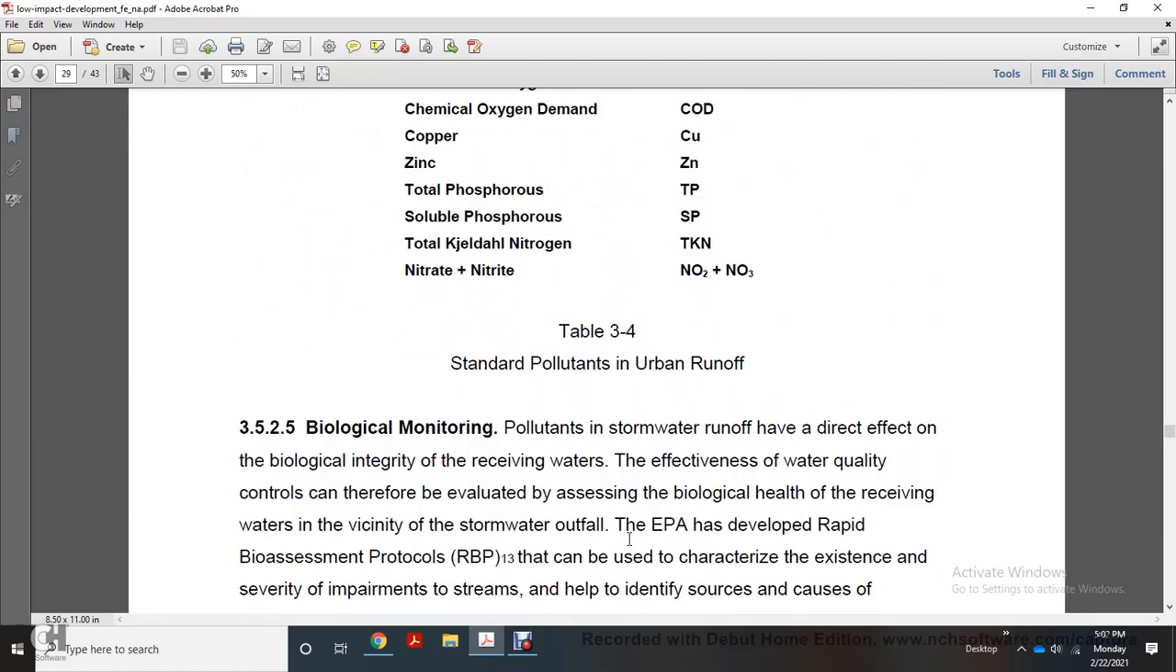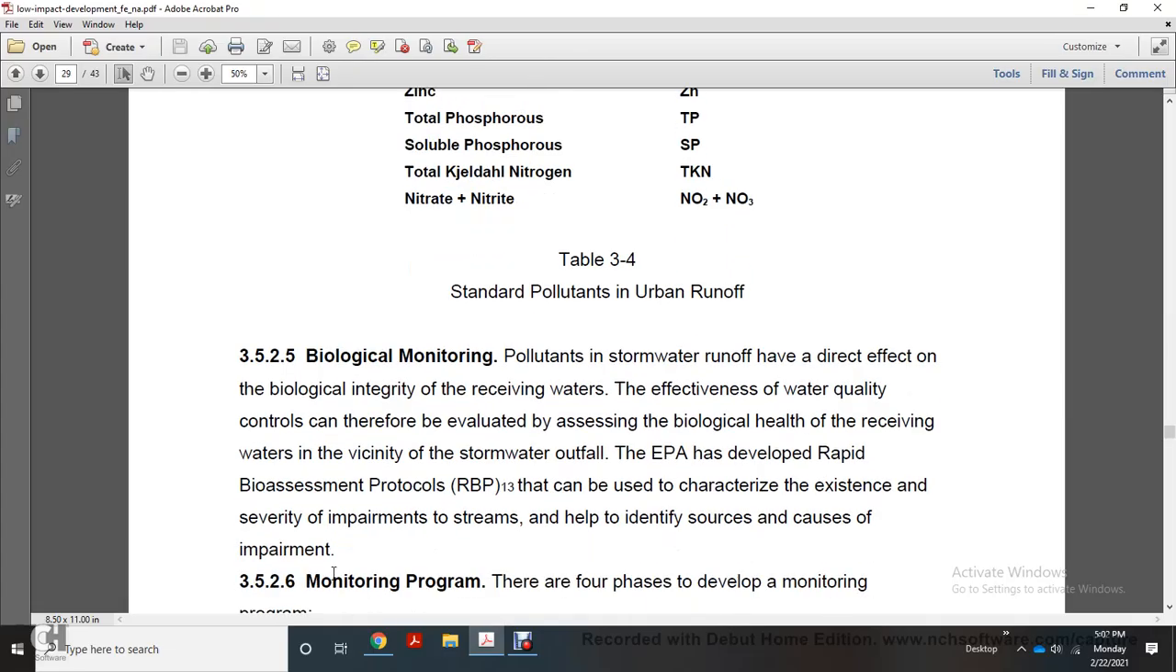Biological monitoring. Pollutants in stormwater runoff directly affect the biological health of the receiving water, so water quality control can be evaluated by assessing the biological health of the receiving water in the vicinity of the stormwater outflow. The EPA has developed a rapid bioassessment protocol that can be used to characterize the existence and severity of impairments of the stream and help identify the sources and causes of the impairment.